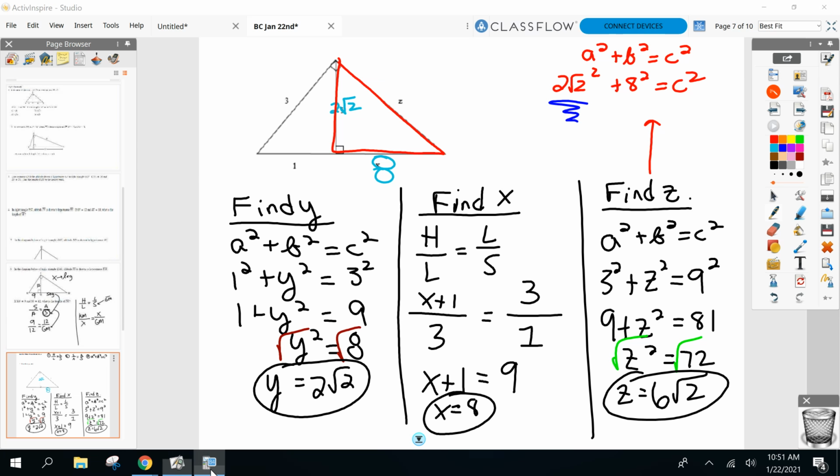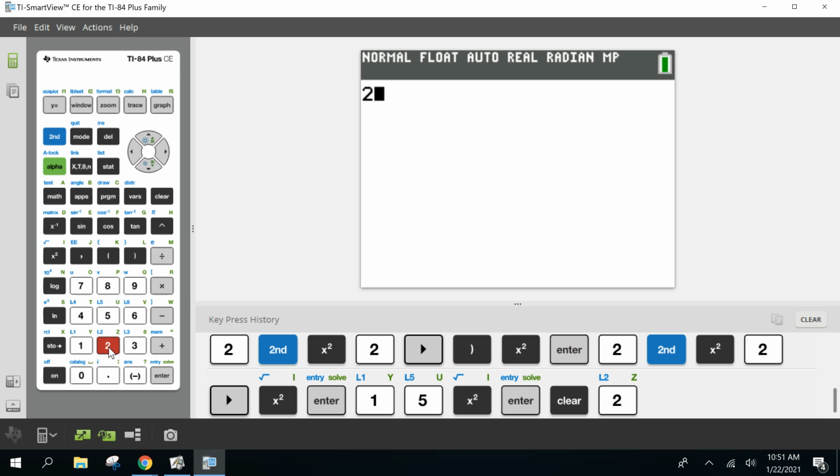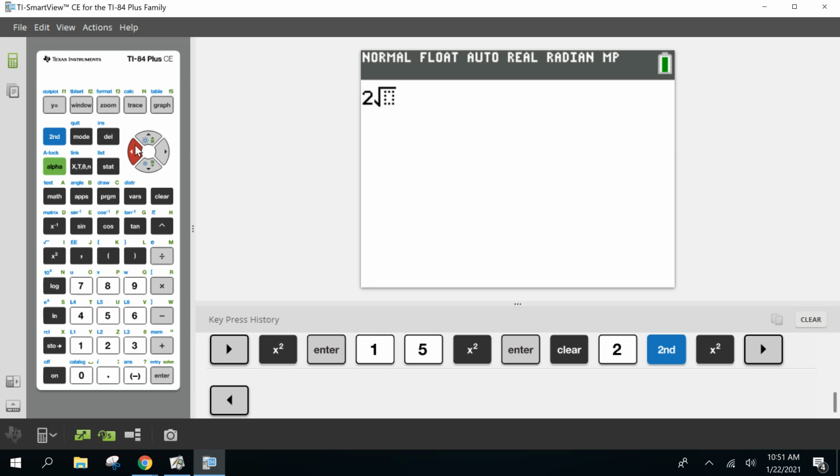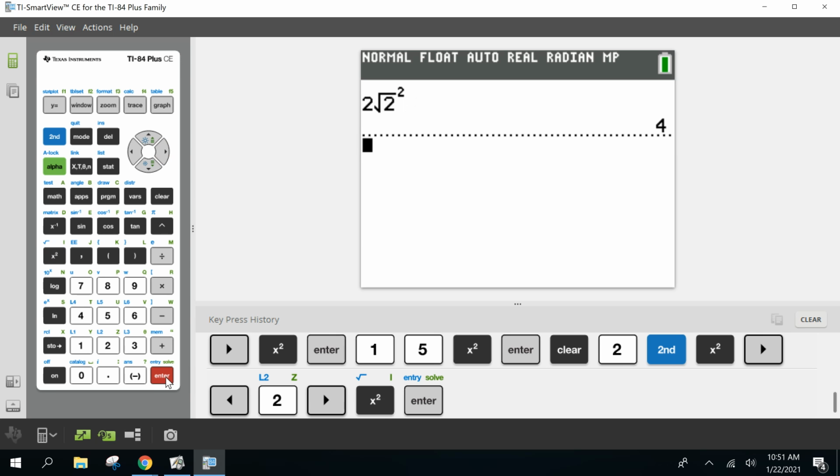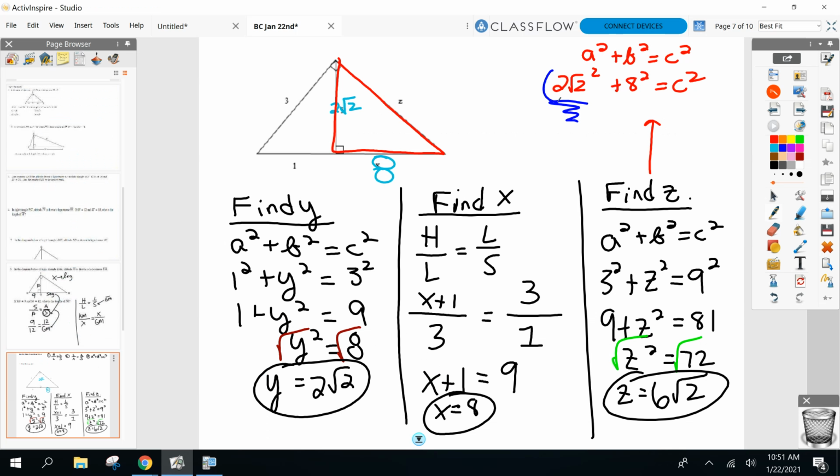All right, because watch me do it here. If I do this, 2 radical 2, how about I put a 2 in there? 2 squared. That's not the correct answer. 4 is not the correct answer. Do you know what your calculator is squaring? Just radical 2. And what do we want to square? The whole darn thing, right?